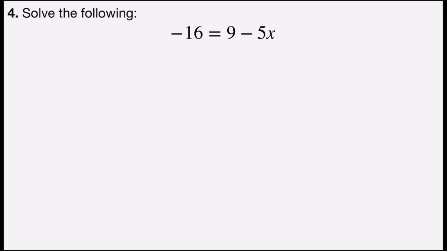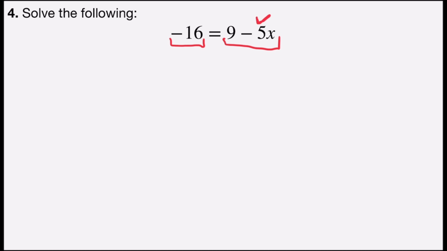Problem number 4 says solve the following. Negative 16 equals 9 minus 5x. And so I'm asked to solve the equation. So I'm going to go through the process. The left side is already in simplest form, and so is the right side, meaning there's no like terms to combine, there's no distributive property. Now I'm going to look to isolate my variable terms on one side and my number terms on the other.